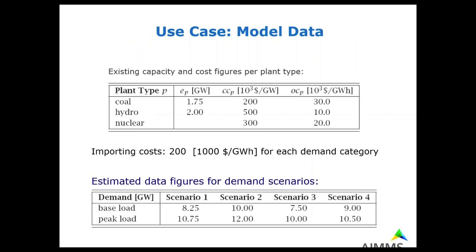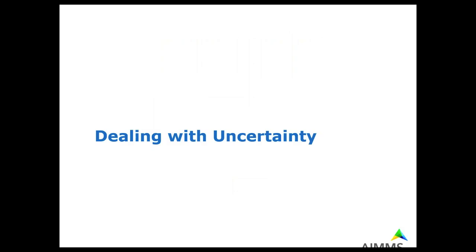A typical or traditional way to deal with uncertainty is to create a number of scenarios, like, for example, on this slide. So we assume that we have defined here four scenarios where we have realizations of base load and peak load. So this is the use case that will be illustrated in the sequel, based on different techniques for dealing with uncertainty.